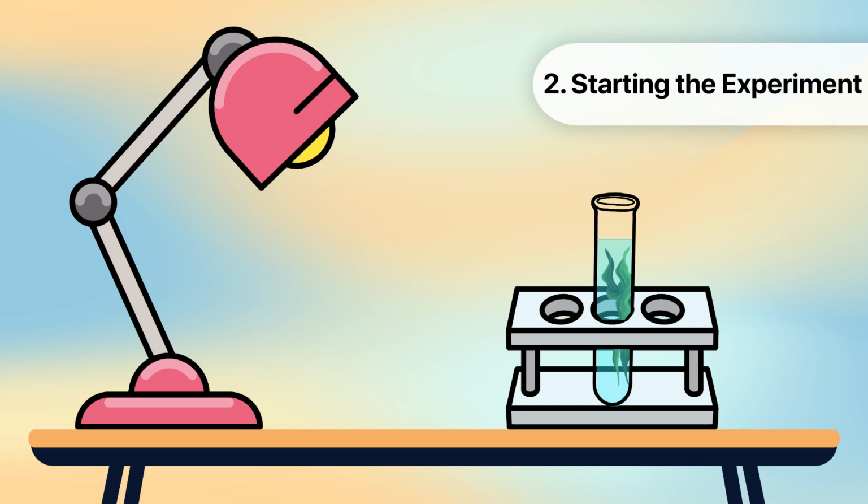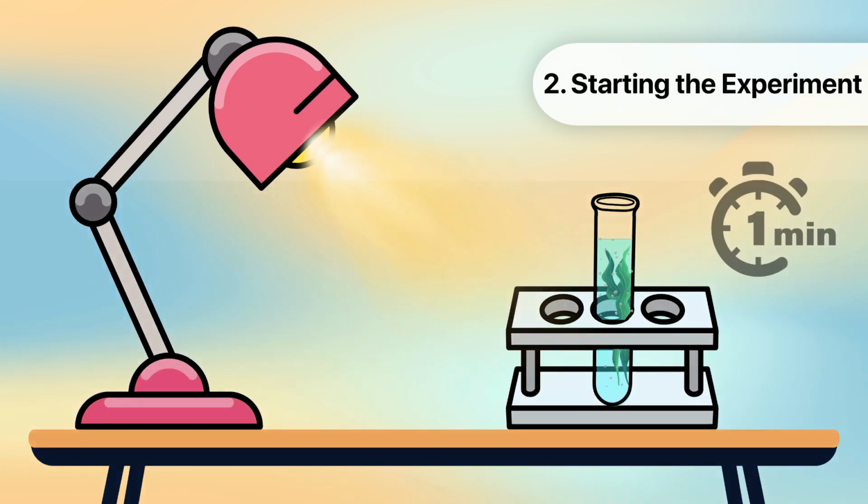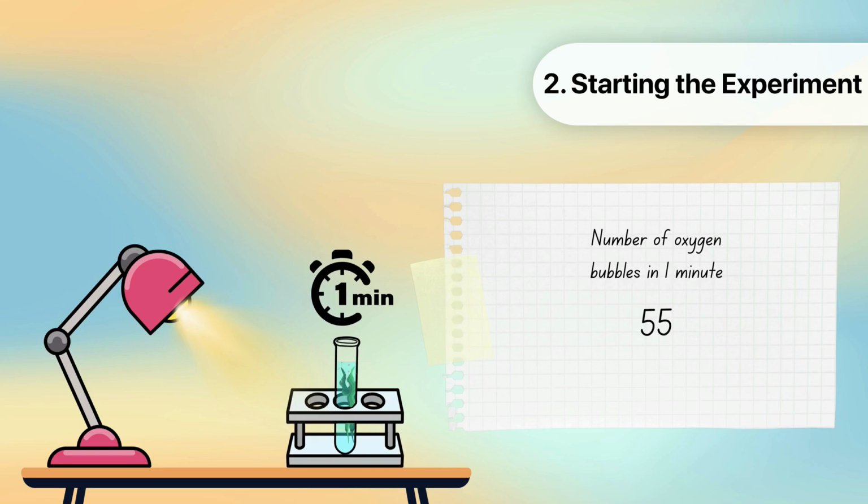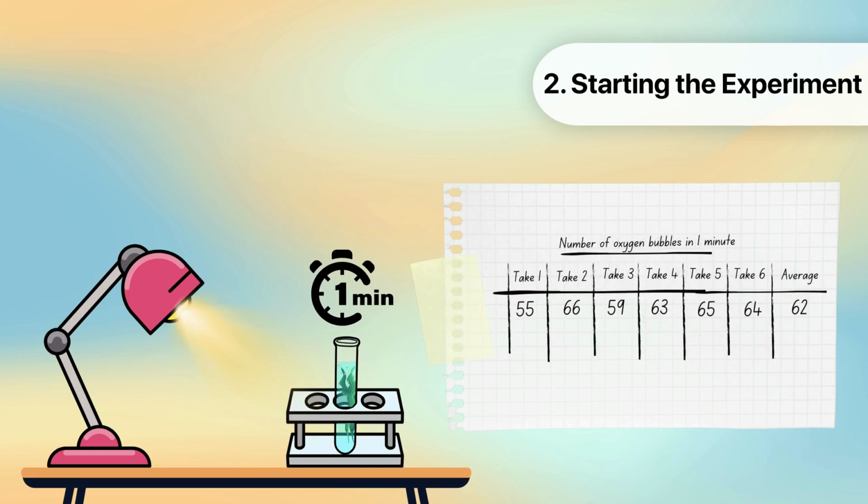Once everything is in place, turn on the lamp. Observe the plant for a set period, for example, 1 minute, and count the number of oxygen bubbles produced. These bubbles are a direct indicator of the photosynthesis rate. To ensure accuracy, repeat the bubble count 5 more times. Calculate the average number of bubbles produced per minute. Calculating an average rate of photosynthesis will make your experiment more reliable.